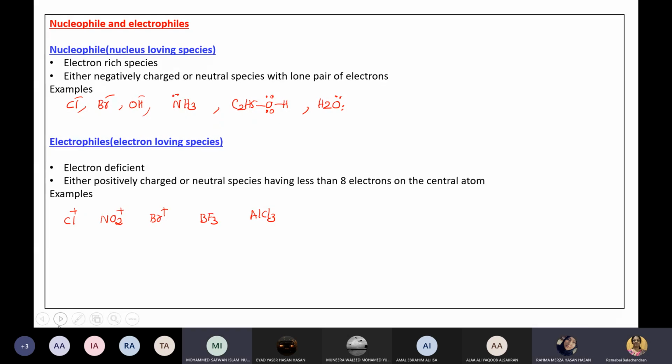Free radicals, I already finished. Now we have nucleophiles and electrophiles. The term itself is clear. You know what the nucleus is. What is the nucleus? It's at the center of the atom.